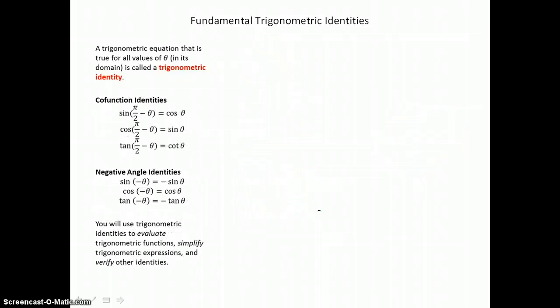Okay, here we have two more, the cofunction identities and the negative angle identities. The cofunction identities just come from the fact that the acute angles of a right triangle are complementary, or they sum to 90 degrees, or pi over 2 radians.